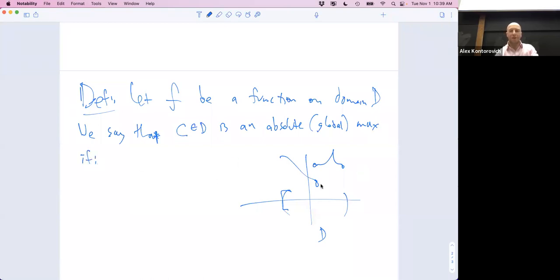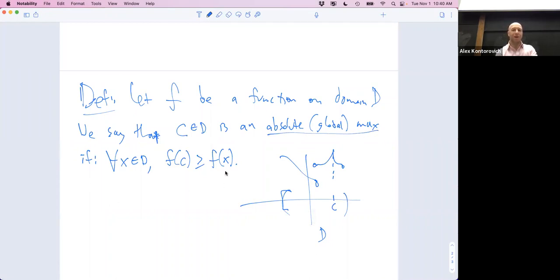If so in this picture, I guess right around here would be c. If what? If all other values of x give you a smaller value of f than c does. If for all x in the domain, the value of f at c is at least as large as the value of f at x. Does that make sense? Do you remember this thing? This means for all. All right. So that's what it means to be an absolute max.